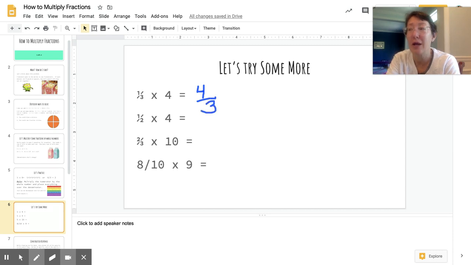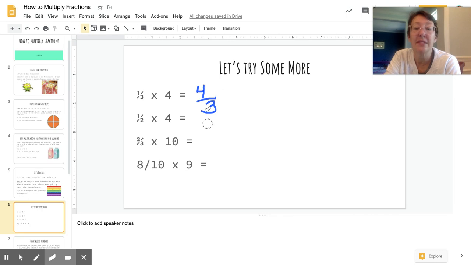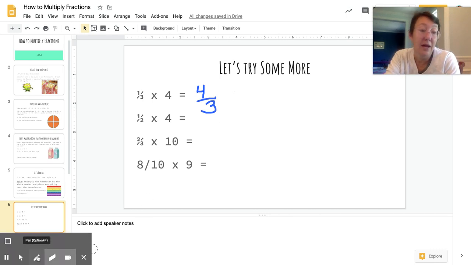Remember, all year, none of our denominators have ever changed. When we add and we subtract, the denominator stays the same. It doesn't change. So we have 4/3. If you remember us talking about this, this is an improper fraction. When the numerator is larger than the denominator, we can't leave it like that. We'd have to simplify it.